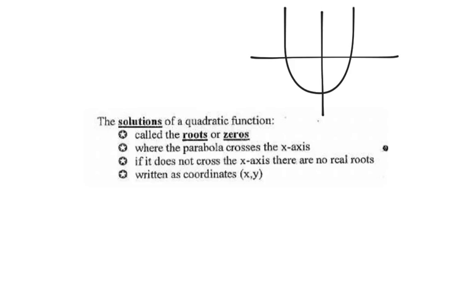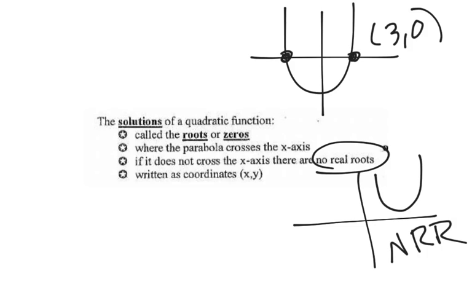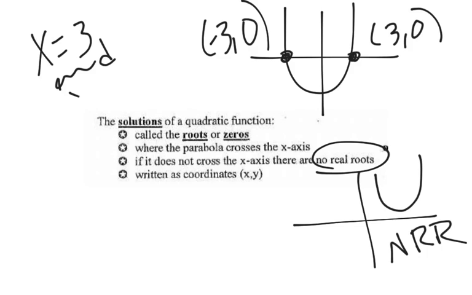Okay, so you have a quadratic, it crosses the x-axis here and here. So it has two roots, or two solutions, or two zeros. If you have a quadratic that does not touch it, then we say that there are no real roots in R. If you do have solutions, you write the solution as a coordinate, like this one would be 3, 0. This one would be negative 3, 0. Sometimes you'll see it written as x equal 3 and x equal negative 3.